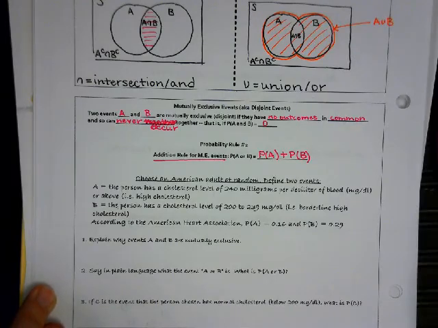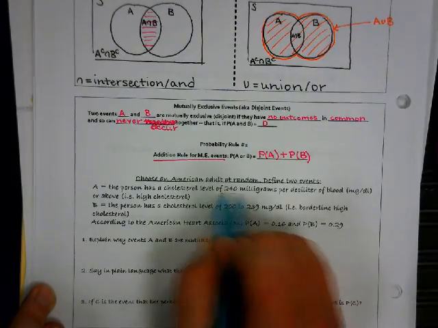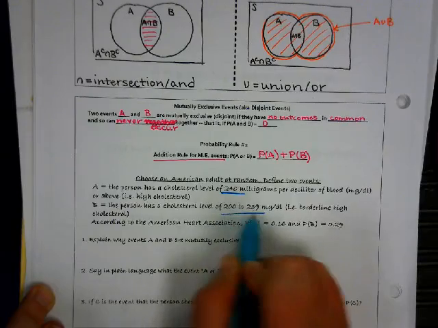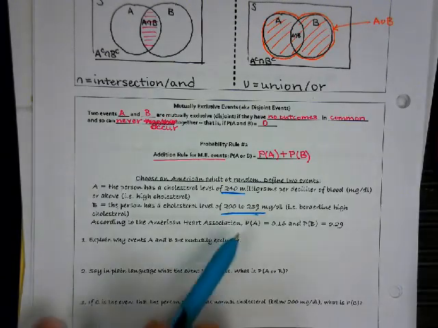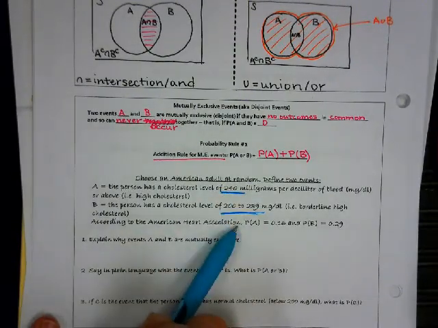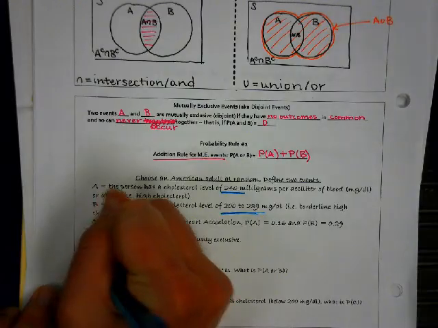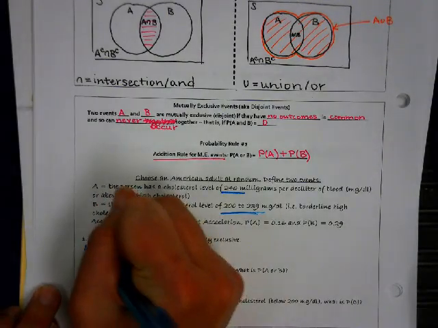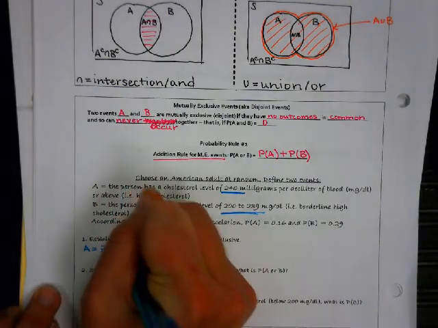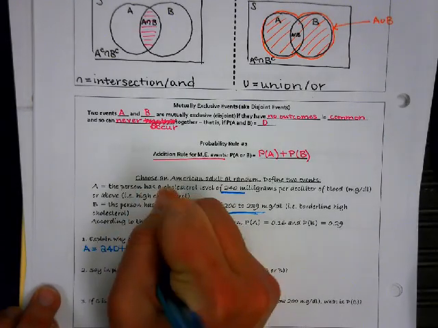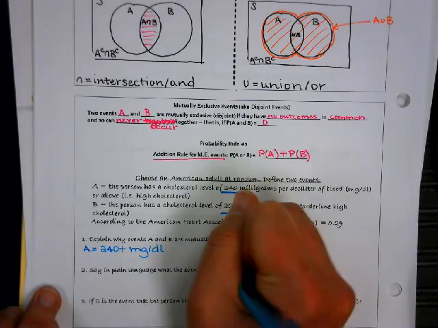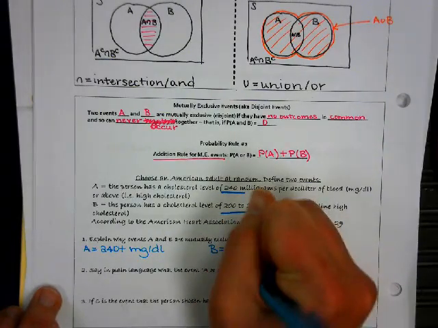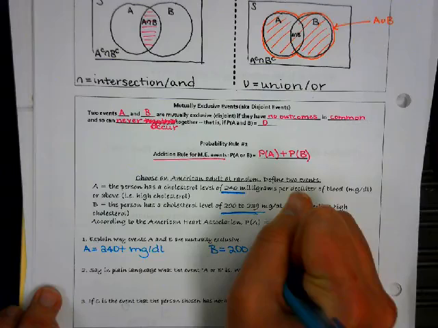But this makes it a little more obvious. So event A is that they have 240 plus milligrams per deciliter, where event B is that they have 200 to 239. You can't have both 240 milligrams per deciliter and 239 at the same time. You either have 240 or you have 239.